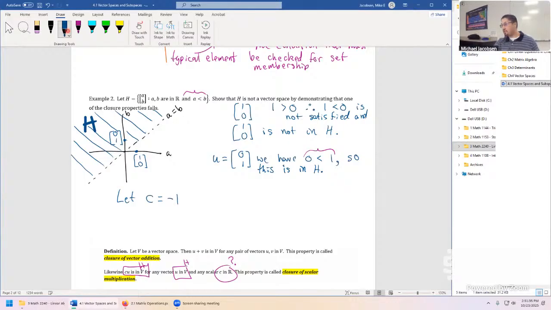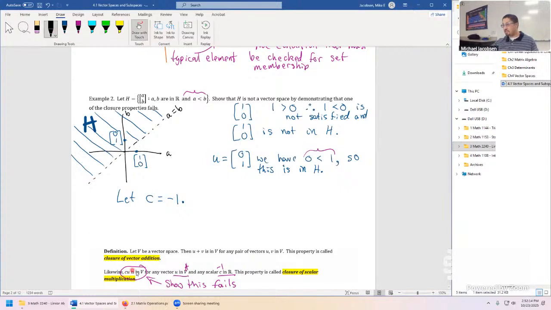Let C equal -1. Let me take off the marks here so we can see this again. So we've got a vector U in H. I'll just write H in place of V. We've got a scalar C in R. We picked -1. And we want to show this fails. That means closure would have failed, and that would mean H is not a vector space whatsoever. It's an interesting space. It's a half plane organized by the 45-degree line, but definitely not a vector space.